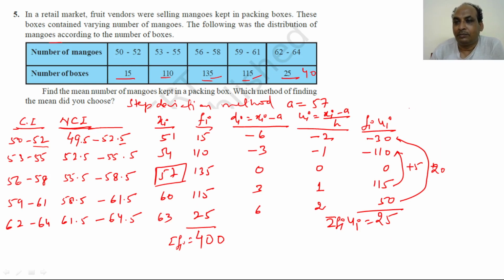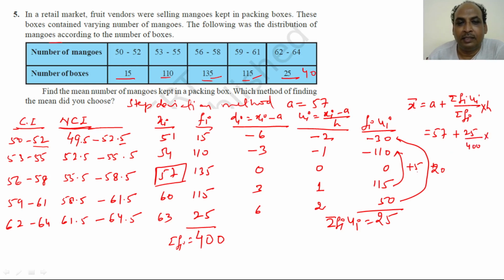Now, the mean we have to find out. So x mean is A plus sigma fi ui by sigma fi into h. So A is 57 plus 25 divided by 400 into h. H, the class size, is 3. So 3.